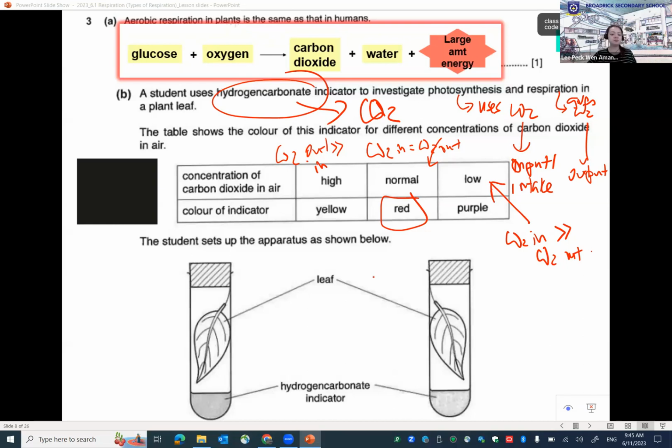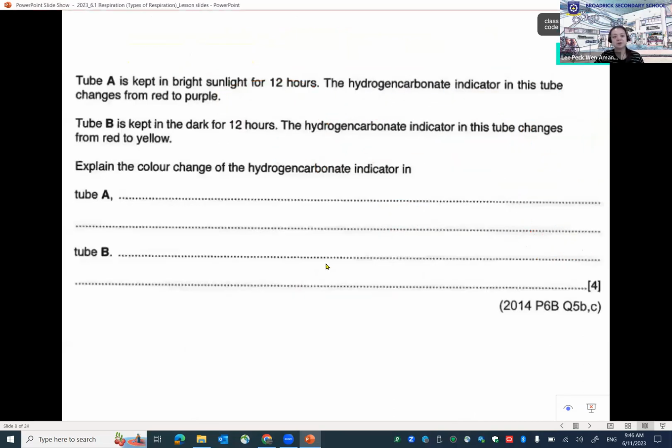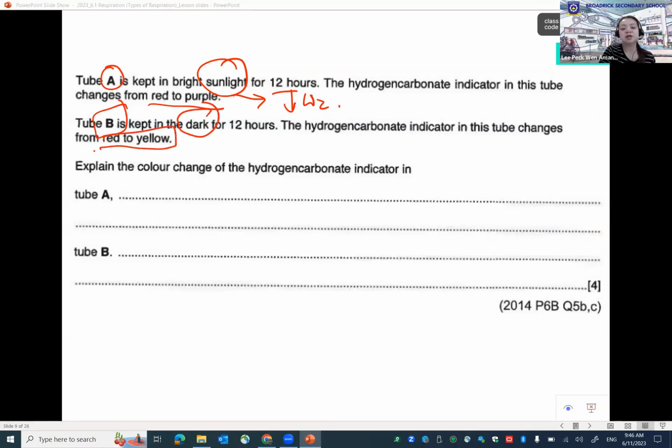So they give you two different beakers over here, tube A and tube B. Okay. So now they tell you that tube A is kept in bright sunlight for 12 hours. So you may want to annotate A was in the sunlight for 12 hours, and the indicator changed from red to purple. Now, purple means low CO2. Okay, whereas B was in the dark, and it changes from red to yellow.